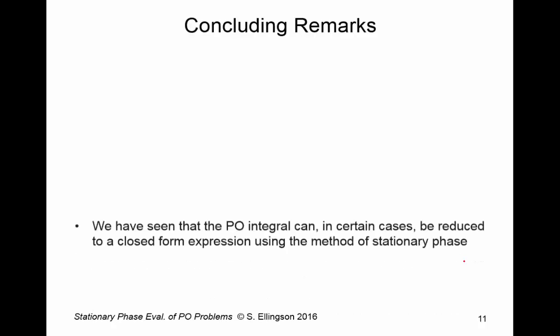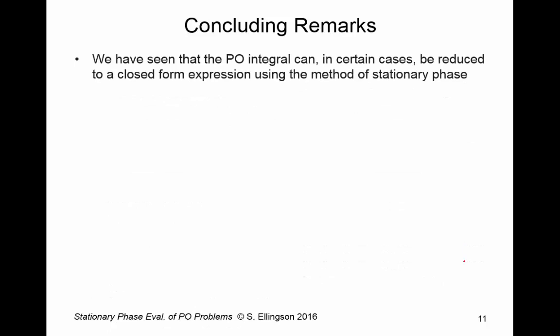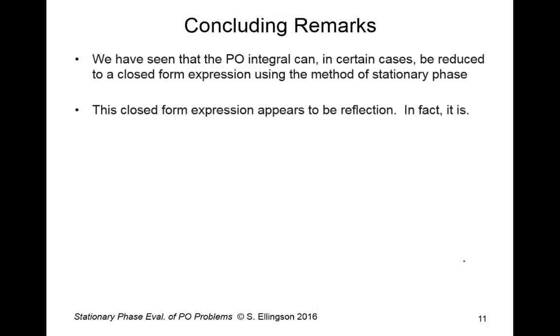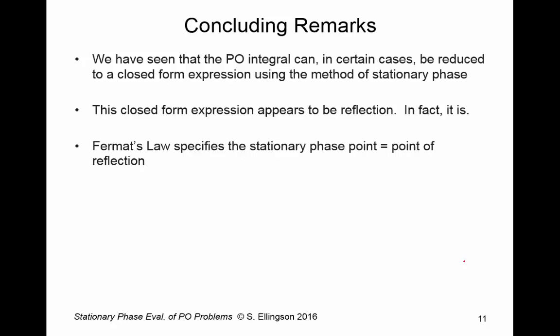So, concluding remarks. We have seen that the physical optics integral can, in certain cases, be reduced to a closed form expression using the method of stationary phase. This closed form expression appears to be reflection, and in fact it is, at least to the extent that we can have optical reflection at microwave frequencies. Again, the higher the frequency is, or the larger the electrical surfaces are, then the better this whole business becomes. It'll turn out to be extremely useful for the kind of work we want to do with large antennas. Fermat's law specifies a stationary phase point, which you can interpret as being the point of reflection.